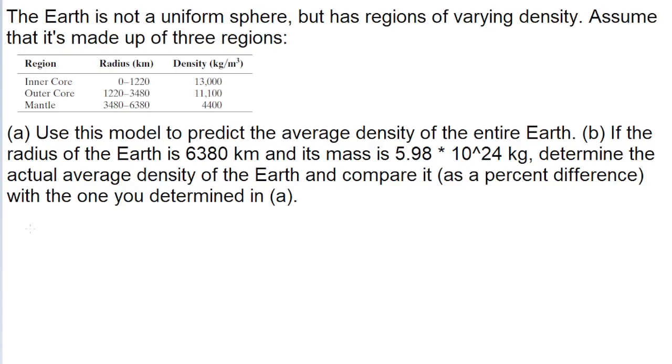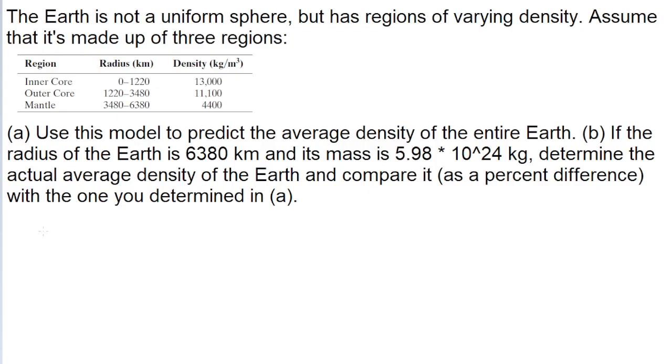Hey guys, this is a pretty meaty problem. So we're given this table here that shows three regions of the Earth, the radius that they go through, and their densities: the inner core, the outer core, and the mantle. And the first part of this problem asks us to use this model to predict the average density of the entire Earth as a whole.